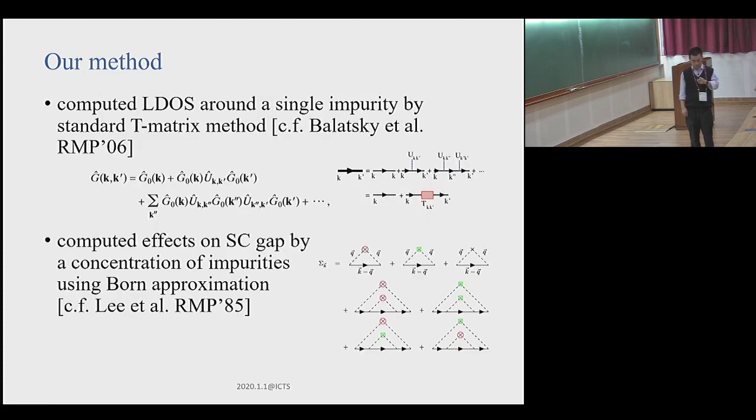And to calculate the effect of either bound state or the effect on gap, we use a very standard theoretical method. You can pick it up in this Review of Modern Physics. For example, for bound state, we just do this matrix, very simple calculation. And actually, in this calculation, we have to use, in some sense, a finite lattice. And also for this superconducting gap, we use this Born approximation.